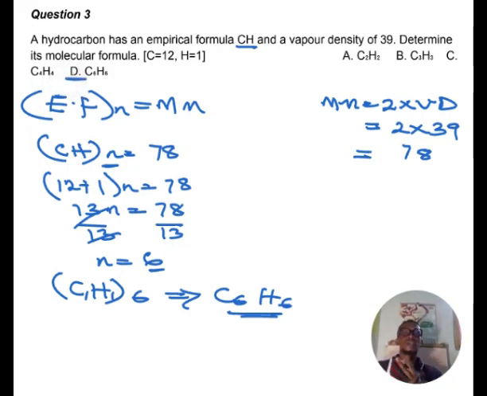Alright, so there you have it, students. So I believe with this video you have now learned how to determine the empirical formula and molecular formula of a compound.